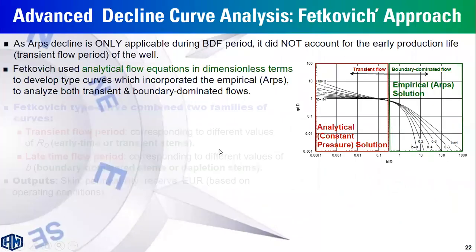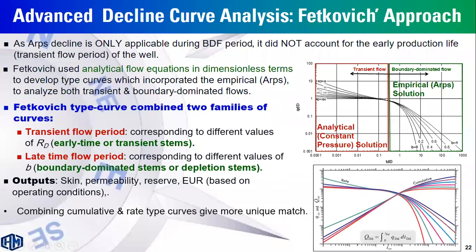So in the Fetkovich type curve, we have a combination of two families of curves: the transient flow period, which is a function of the early time or reservoir data, and the late time flow period, which is a function of boundary dominated data, or reservoir volume or reservoir boundary. So we can predict skin, reservoir parameters, and also the reserves and how much oil is originally in place and so on.